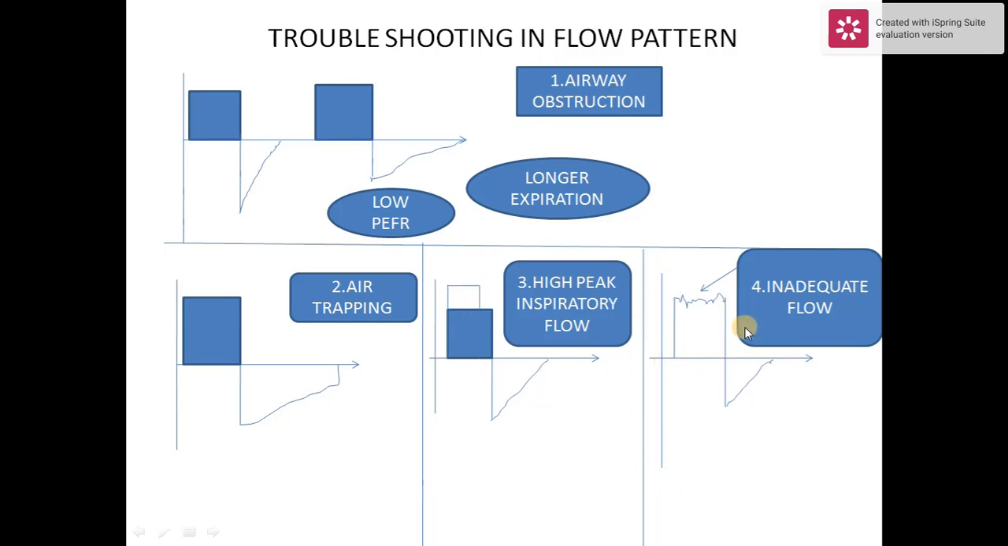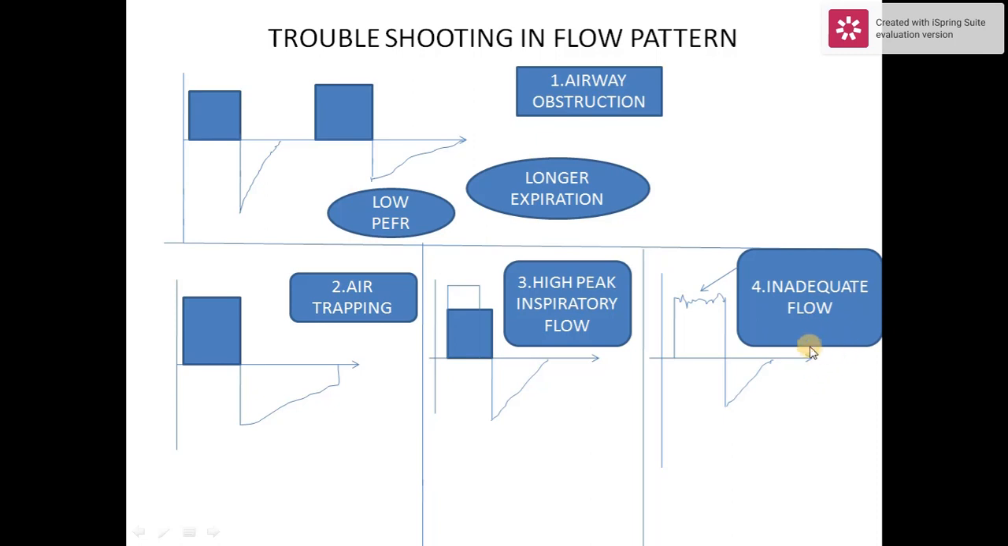Coming to the fourth pictorial representation, that is inadequate flow. Here the patient flow is inadequate, and so the patient is taking more voluntary respiration in order to increase the flow rate. So we see this type of pictorial representation. It is because of inadequate flow.